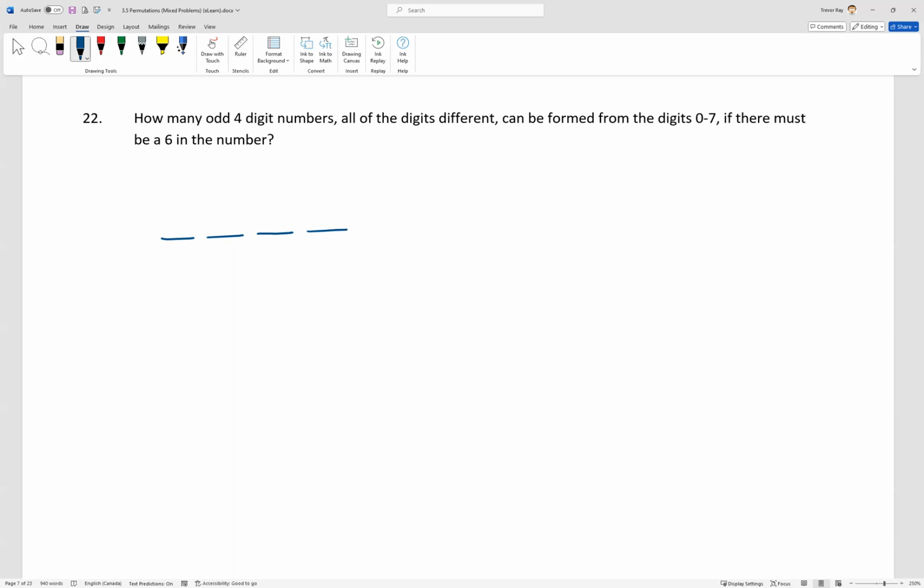So we have a four-digit number using 0 through 7. First number can't be 0. So we have 7 options there. And since the numbers now have to be different, the second number can be any of the 8 except the first number. So we got 7 there, 6, and 5. And when we put that all together, again, I could write that as a permutation if I wanted to, but I think that's probably overkill at this point. It's just 1470.